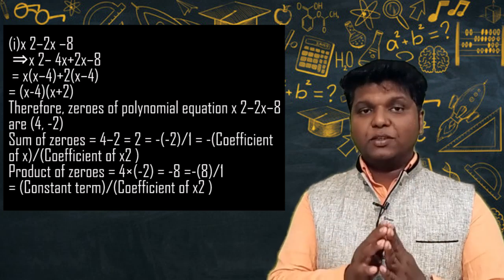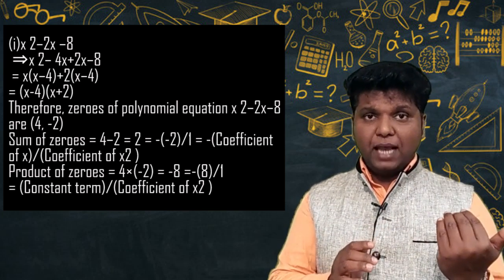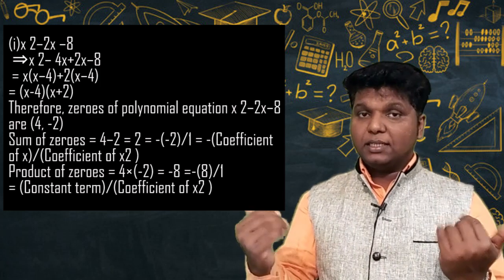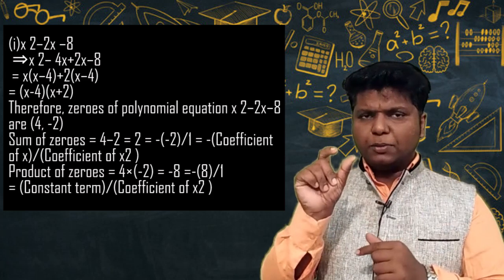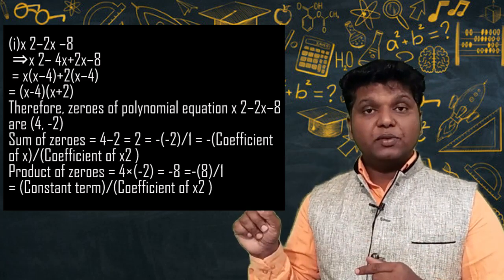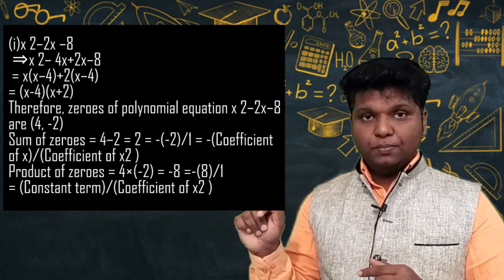So we will copy down the first term as it is, and the last term as it is. But the middle term we are going to split. That means we are going to substitute this minus 2x. What are the numbers which we selected? It is 4 and 2.